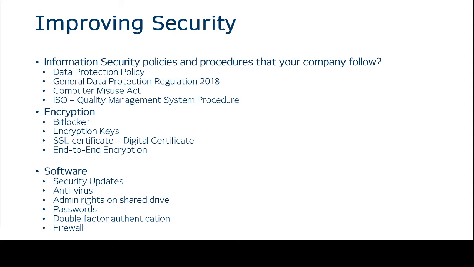For software, most people should be able to have a look at that one. So that would be security updates. We already mentioned security updates and why they're important. Have an antivirus that can flag up viruses as soon as you run the search, and can remove them. You've got admin rights in a shared drive, so that you can set up access privileges, so only the right people can access that information, and there's maybe passwords on it.